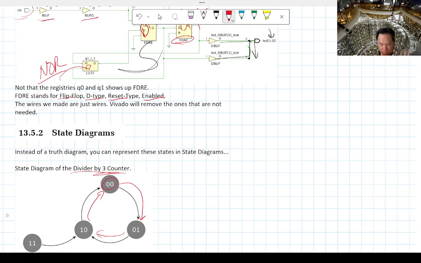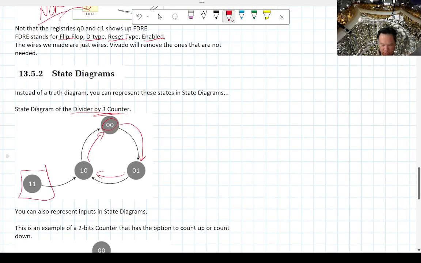Notice that the state 1, 1, where both of them are high, is outside this loop. And the circuit is actually designed so that if it is at 1, 1, it'll go back in here. But this is the unused state, because in the divide by 3 counter, you actually want the counter to reset every 3 clock cycles. So 1, 2, 3. And that's why you don't need that fourth state.